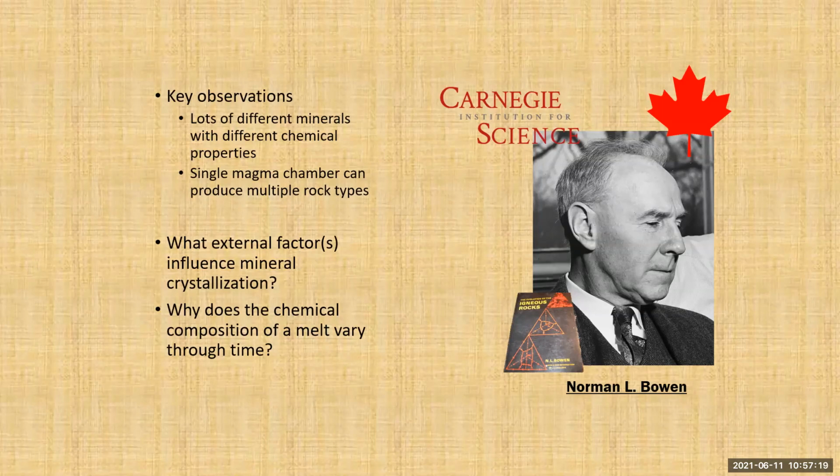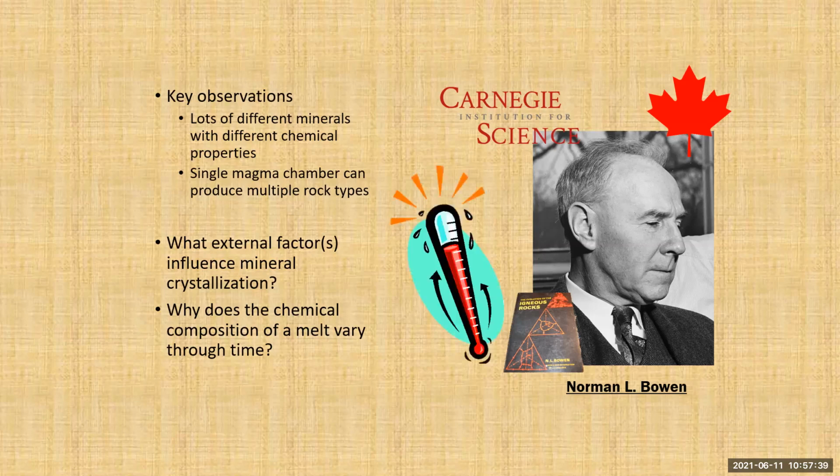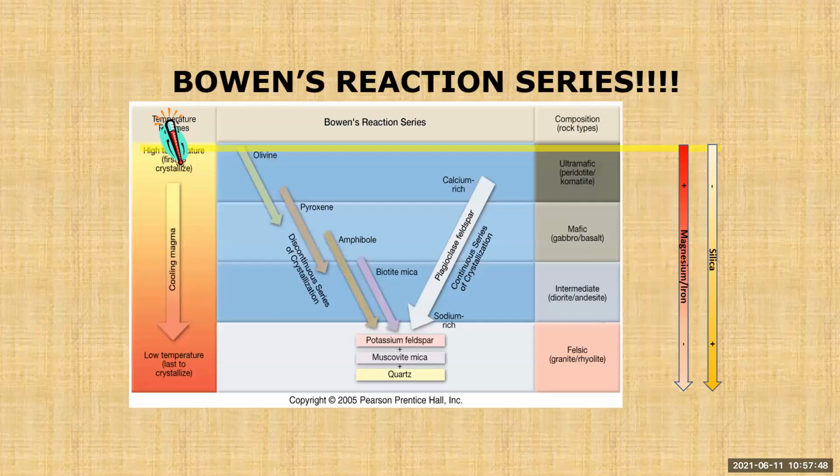So Bowen and his team were convinced that there's got to be something happening, right? There's an external factor that's influencing how these minerals are crystallizing. And then there's got to be some mechanics for how that molten mass is changing through time. There's got to be something that's resulting in those ingredients changing through time. And so much of both of these concepts can be answered by changes in temperature inside of a magma chamber. So what Bowen recognized, right?